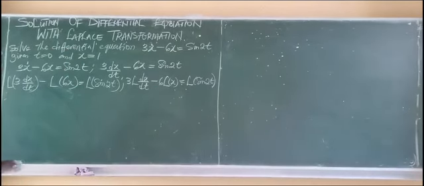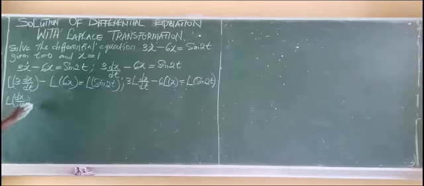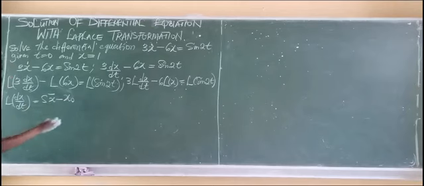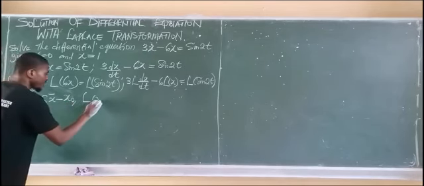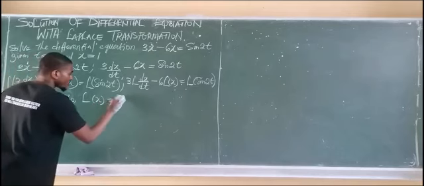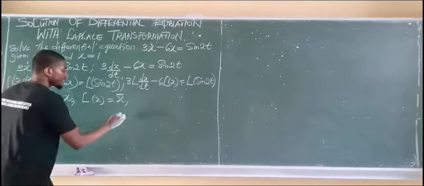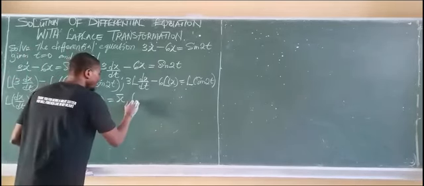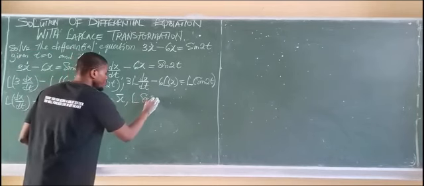In the first video, I explained that the shortcut is this. The Laplace of dx over dt is considered to be s x bar minus x naught. Always keep this in mind. Again, the Laplace of x itself is considered to be x bar. And then we have the Laplace of sine 2t.